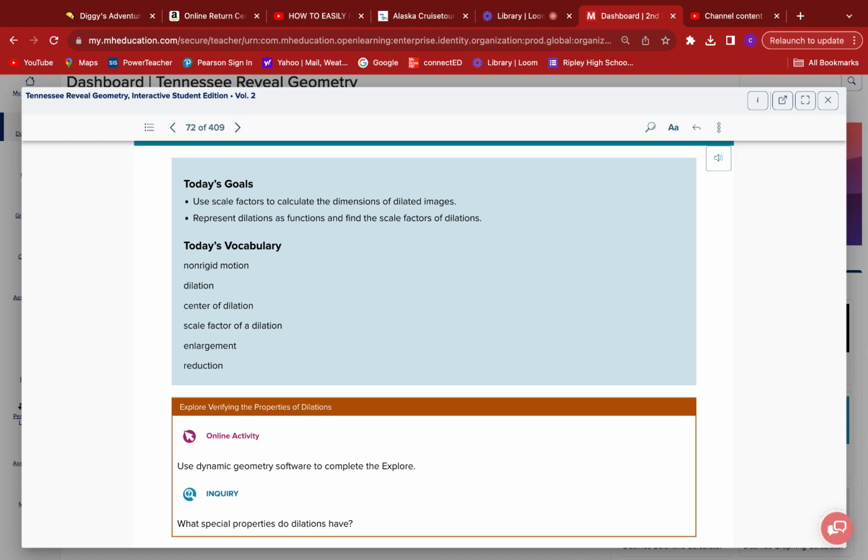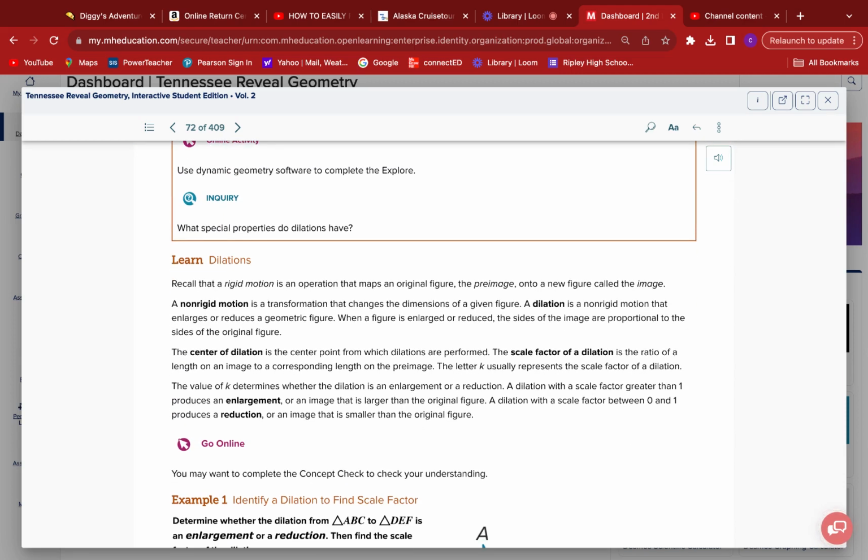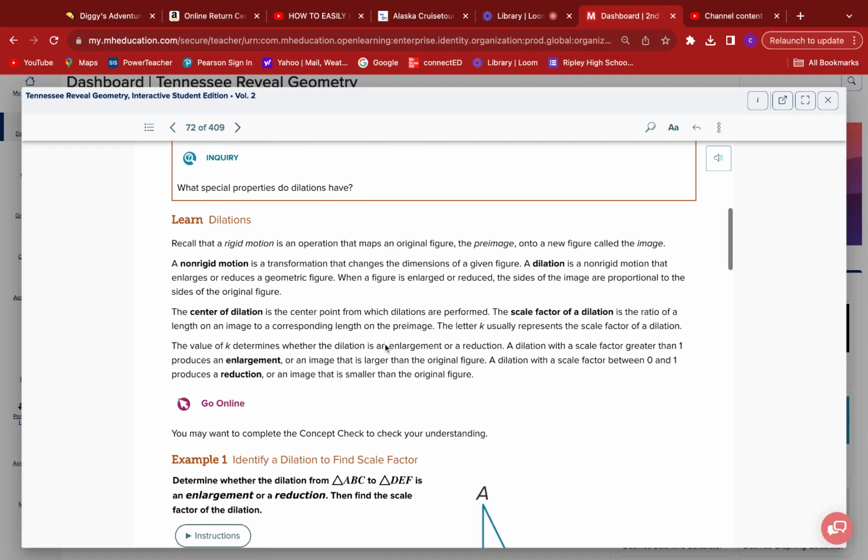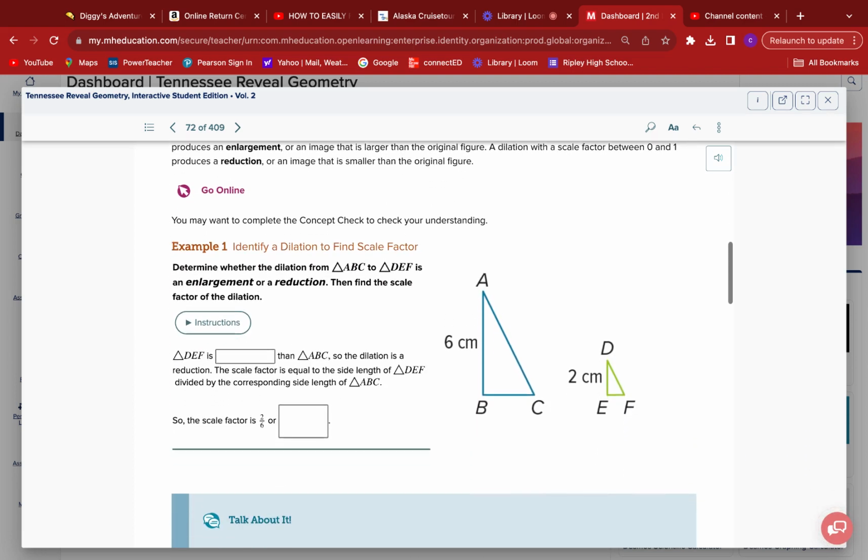Okay, in order for that to happen, you got to have a center of dilation. You have a scale factor, which means, okay, well, how much have I increased the size or decreased the size? And like I said a minute ago, enlargement or reduction. All right, so let's just get into it. I'm on page 461 of your consumable workbook. I've gone through all of these already. So let's just get to example number 1.